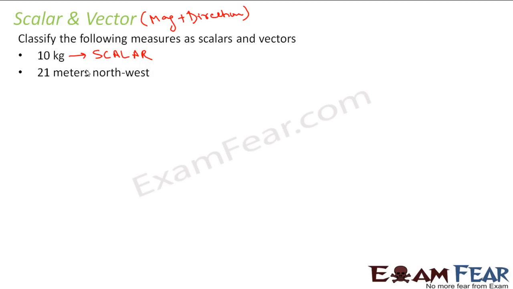When you say 21 meter northwest, that means I'm talking about some meters in the northwest direction. Correct? 21 meter. So this has magnitude 21 meter, direction northwest, yes. So it is a vector. Let's take an example. 30 degree. 30 degree has no direction, only magnitude, right?